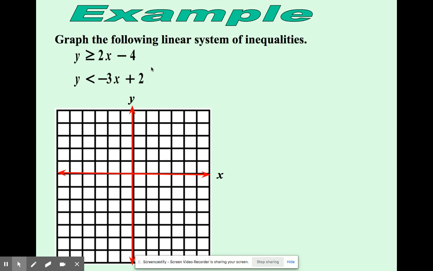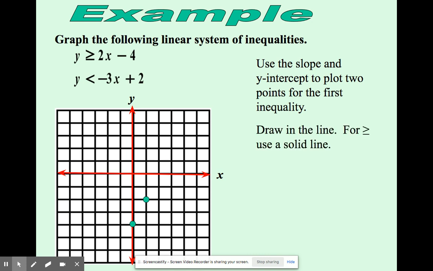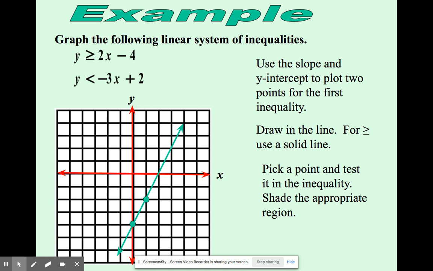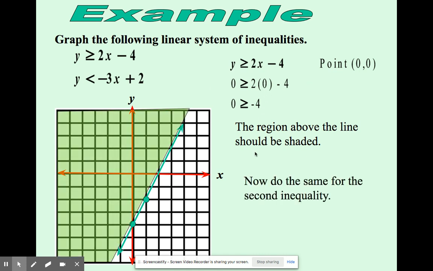We have y is greater than or equal to 2x minus 4, and y is less than negative 3x plus 2. Use the slope and the y-intercept to plot the two points for your first inequality. Okay, so we're going to plot those points. Draw in the line for greater than or equal to. Use a solid line. Pick a point to test if it is where the shaded area is, but we could also just say we're going to shade above, because it is a greater than or equal to line. Or you can use the point 0, 0.